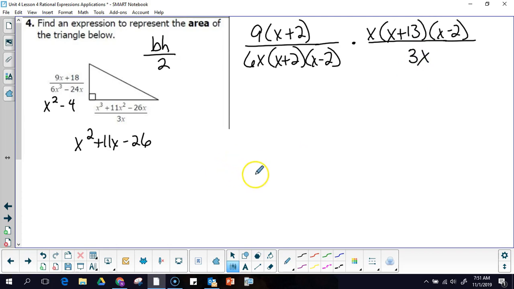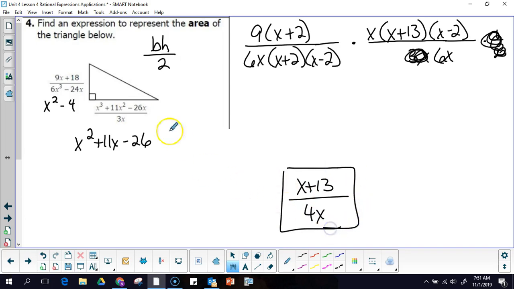Okay, you can finish this one out. It's already factored for you, so all you have to do is cancel stuff out and then multiply, also multiply times 1/2. Well, if we multiply times 1/2, honestly, you can just change this to a 6x. And that's it. That's gone. Okay, so you finish that one out, and let me give you the answer to this one. It's going to be x plus 13 over 4x. See if you can get that.